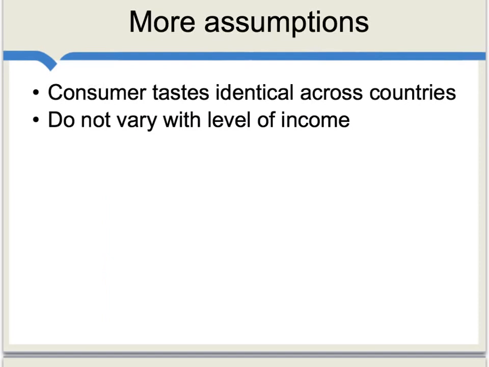Also, as simplifying assumptions, the theorem assumes that consumer tastes are identical across countries, and those tastes do not vary with the level of income. Again, those two assumptions both serve to help make factor endowments the key operating force at the margin.